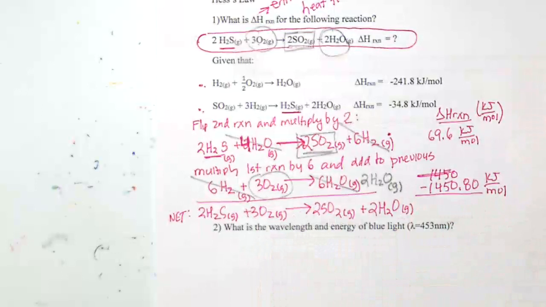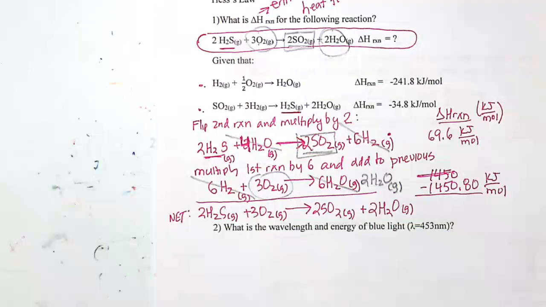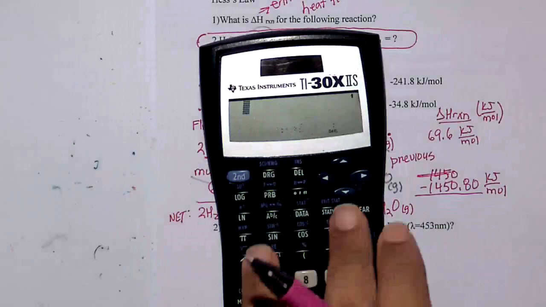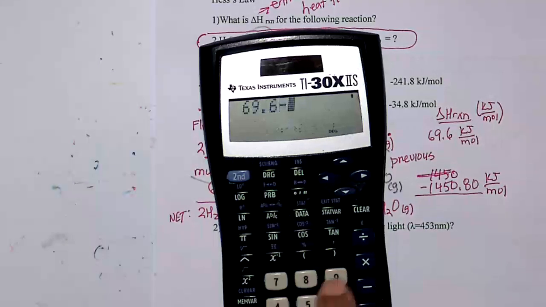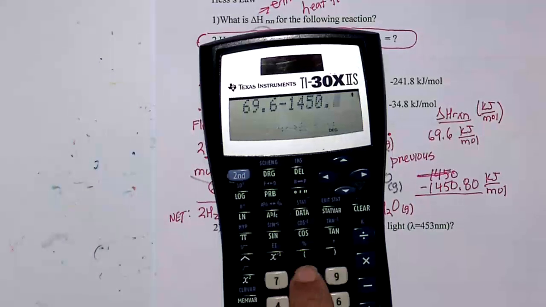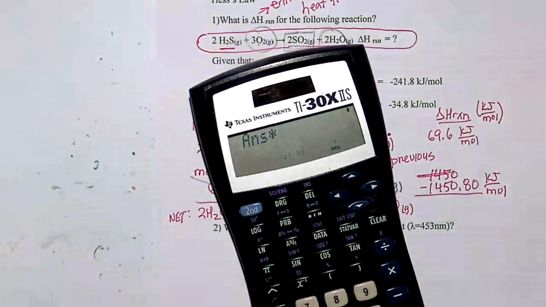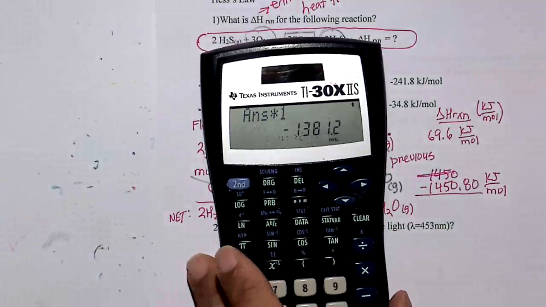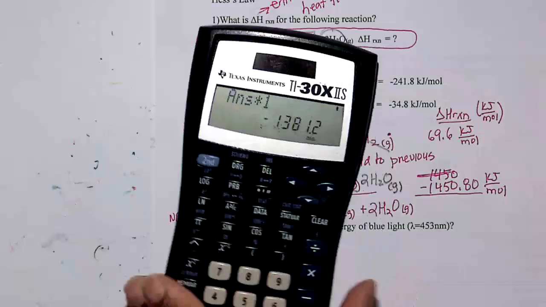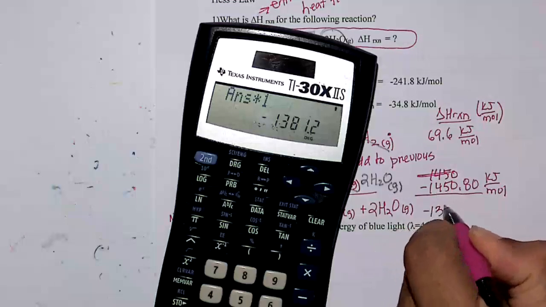So if you add two reactions, what do you do to the enthalpies? You also add them, right? So what's 69.6 minus 1,450.8, minus 1,381.2? Is that what I'm getting?